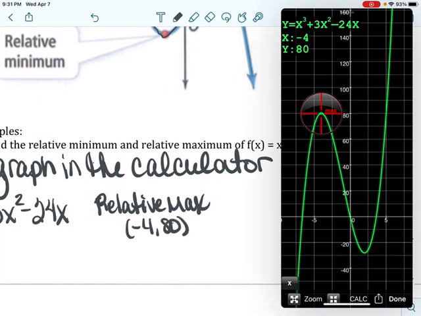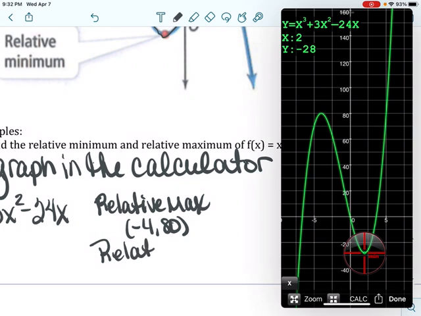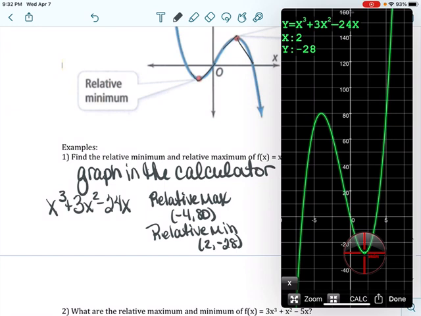There you go. Then you're just going to move your cursor. It also tells you where it crosses the x-axis, so you could check your answers. And it tells you your min. It says min at -2, -8. That's all we're doing. All right, let's try the next one.